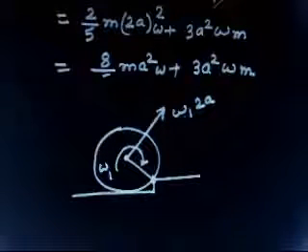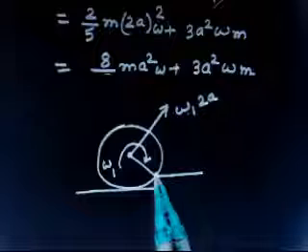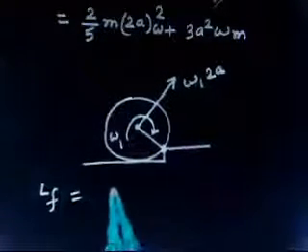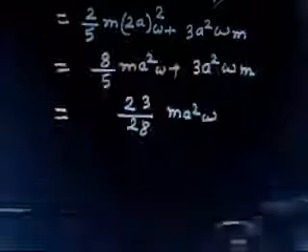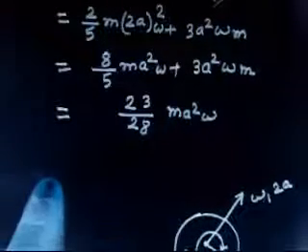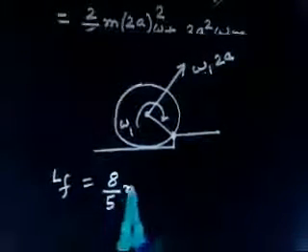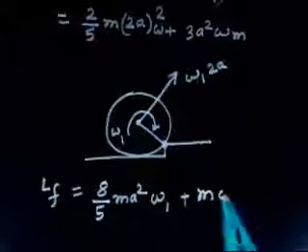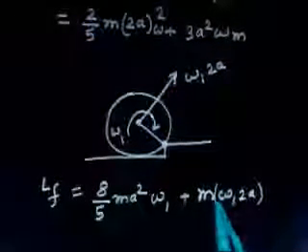Are you getting? Now let us find the angular momentum about this point. L finally will have I into omega, and I have already calculated I, which comes out to be 8 by 5 ma square. So L finally will have I, that is 8 by 5 ma square into omega 1, plus MVR, where M is m, V is omega 1 into 2a, and this time R is 2a. So this is the perpendicular distance.